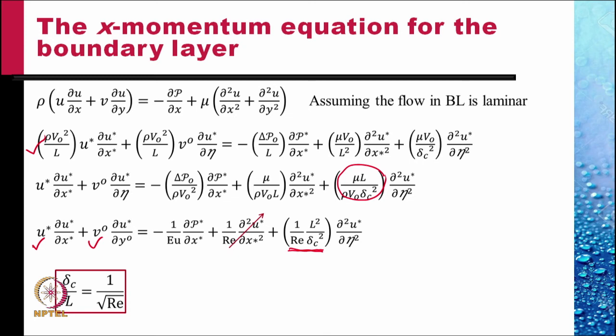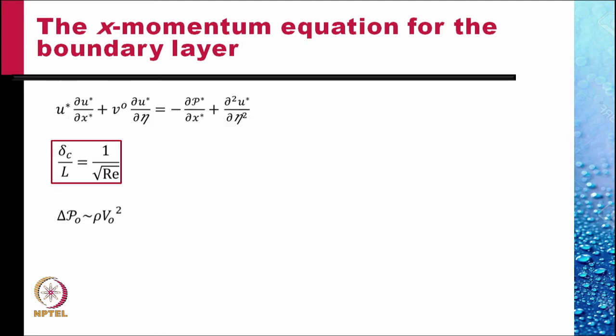This is an important result. We have been able to obtain an estimate of the boundary layer thickness with very little mathematics and without solving any equation. We also conclude that since 1 over Euler number should be of order 1, therefore, the pressure differences in the x direction should be of order rho v naught square, the same as the pressure differences we obtain in the Euler equations for the inviscid flow. To repeat the result, delta c over L is like 1 over root Reynolds number, and the pressure differences are of order rho v naught square.